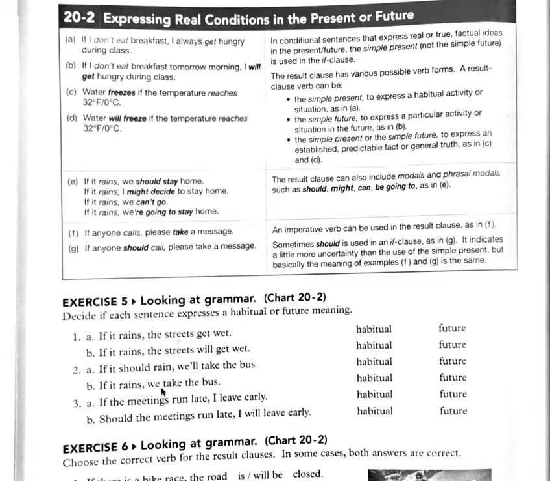B, if it rains, we take the bus. Here you say, okay, we take the bus. That's habitual. This is, if it rains, every time it rains, you take the bus. That's a habit. Number 3, if the meetings run late, I leave early. Okay, so here you say habitual. Every time the meeting runs late, you leave early. B, should the meetings run late, I will leave early. Here we have will leave, so that's going to be future.